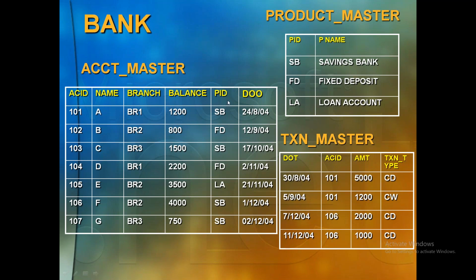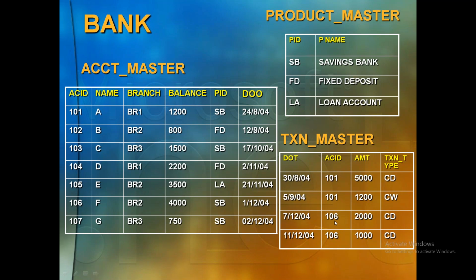So this table can be joined. This is a primary key and this is a foreign key, because a primary key cannot have duplicated data. Foreign keys can have SB, SB, SB. Here it is a primary key, and here it is a foreign key. You can have duplicated data in the foreign key.